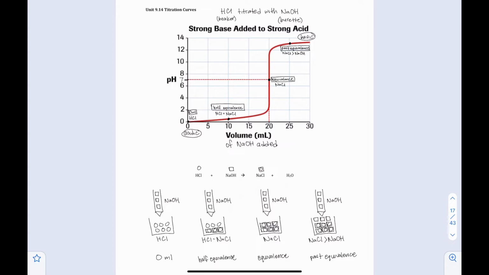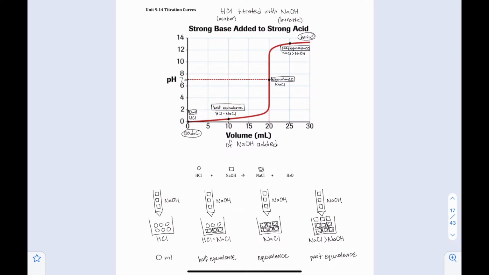When we start the titration, we'll slowly add NaOH to the beaker of HCl, which will immediately react together to make NaCl. At this point on the graph, we still have HCl in the beaker, so the pH is still very low. My second drawing from the left is at half equivalence point, which is when we've added half as much NaOH that we need to completely react with the HCl. So there's equal amounts of HCl and NaCl product in the beaker.